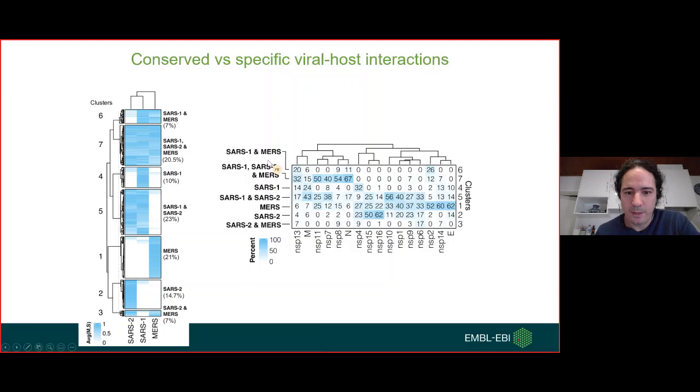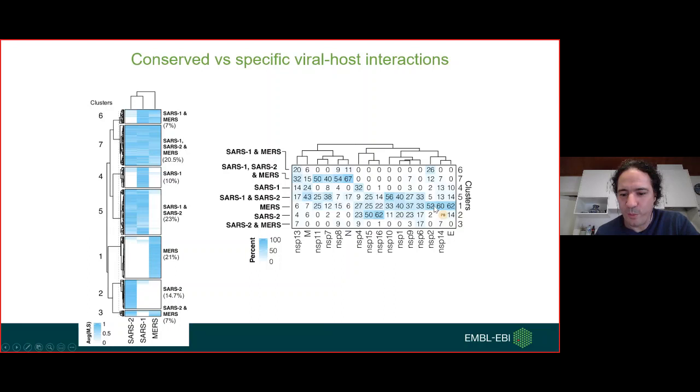The other thing we can look at is, for the different baits, the different viral proteins, which ones have the most conserved interactions. For example, M, NSP11, NSP7, and NSP8 all have a larger proportion of interactions that are common to all three, while some other proteins, for example NSP6, will have interactions that are more specific to MERS, or in particular NSP2, for example.